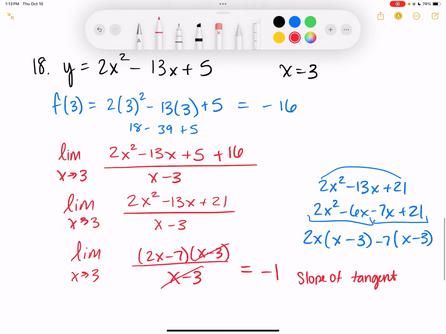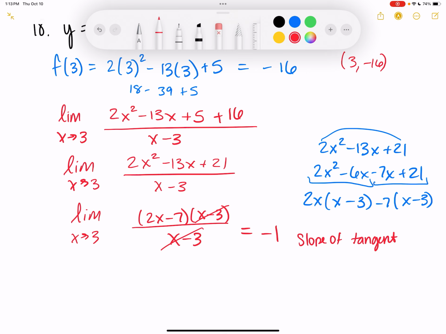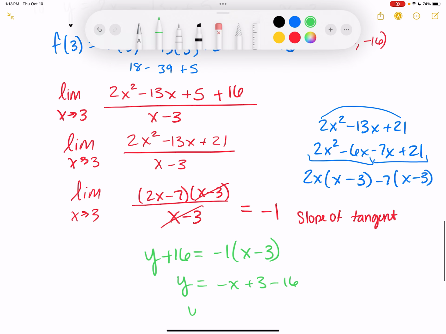So then our x coordinate is 3, our y coordinate is negative 16. Right? Okay. Making sure everybody's following. So y plus 16 equals negative 1 times x minus 3. Or I can say y equals negative x plus 3 minus 16. So y equals negative x minus 13.